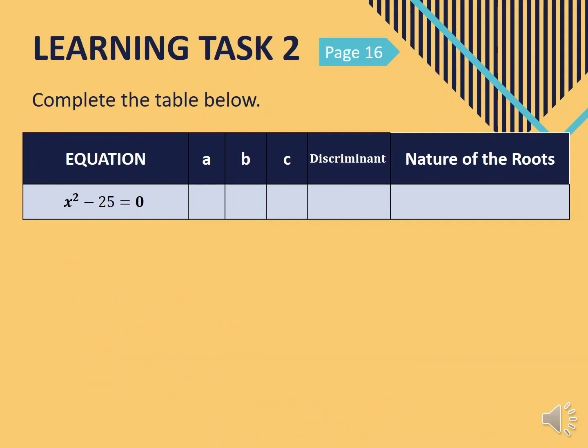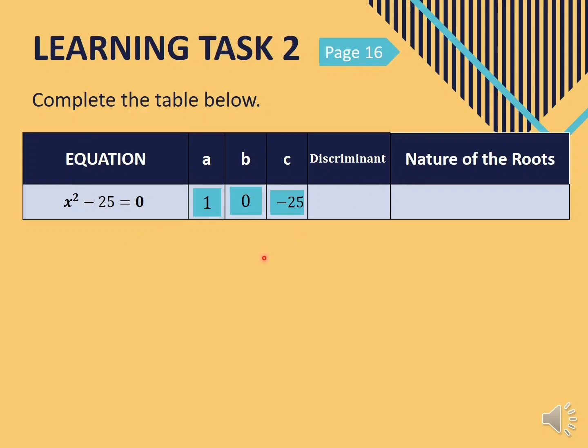This is your equation number 2. The given is x squared minus 25 is equal to 0. The values of a, b, and c. A is 1, b is, do we have linear term? No. So, therefore, b is equal to 0 and c is equal to negative 25.